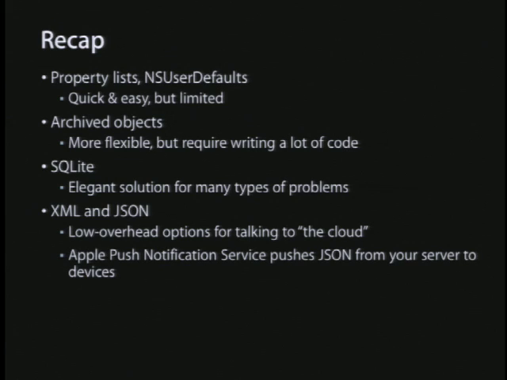We had archived objects, which are like property lists, but let you serialize custom objects using serialization and unserialization code that you write. SQLite is a really elegant solution for a lot of types of problems, especially on the iPhone, where we're constrained by space and time. And XML and JSON, which are great for RESTful services and accessing internet resources for your iPhone app. And I showed you the Apple example of the Apple push service.